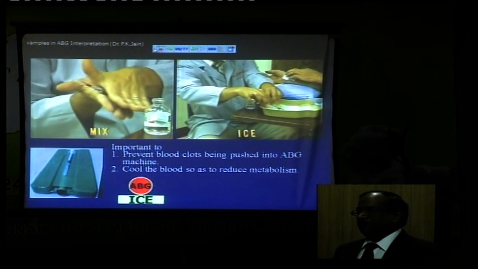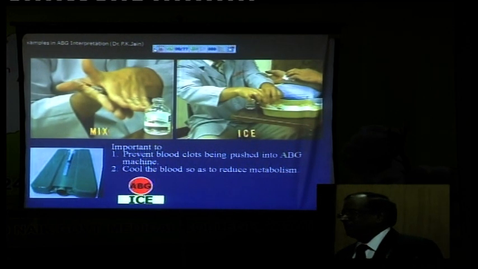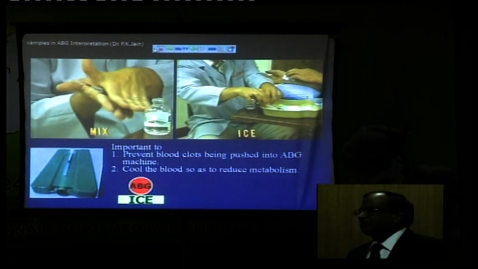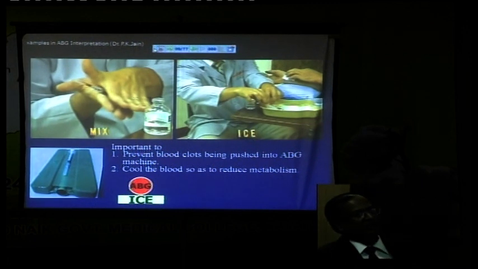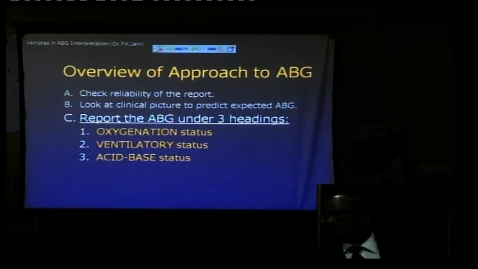Today, blood gas analyzers are available in the hospital or nearby. 2 hours, no big difference. Alright, you can just send it without wasting time putting it into ice. And certainly, if you do, you need to cover it on all sides with ice and not just this.